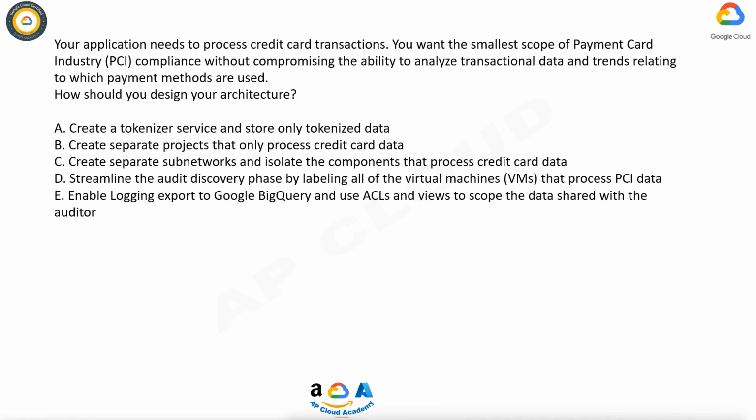A. Create a tokenizer service and store only tokenized data. B. Create separate projects that only process credit card data. C. Create separate subnetworks and isolate the components that process credit card data. D. Streamline the audit discovery phase by labeling all of the virtual machines, VMs, that process PCI data. E. Enable logging export to Google BigQuery and use ACLs and views to scope the data shared with the auditor. Correct answer, A. Create a tokenizer service and store only tokenized data.